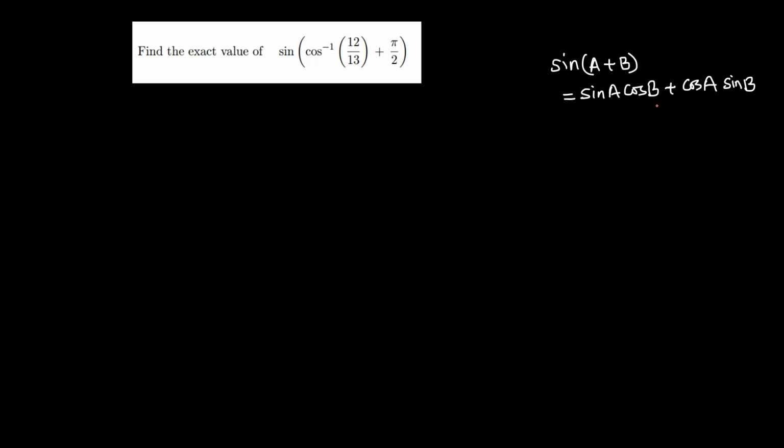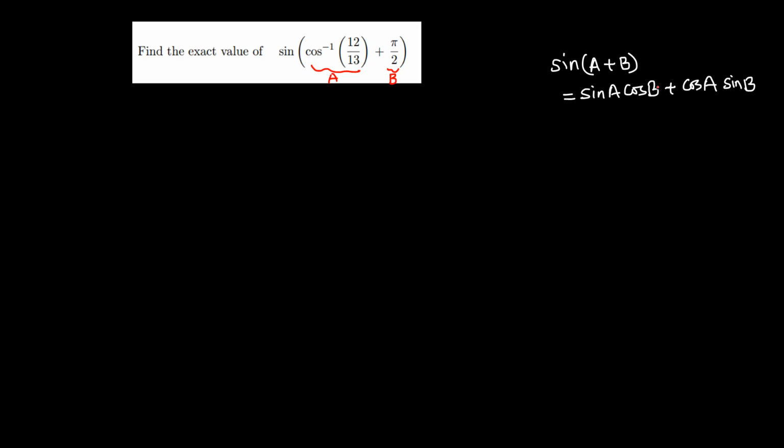And we have the formula for sine A plus B. Okay, this is not simply sine A plus sine B. That's not true. What is true? Sine A plus B is sine A cosine B plus cosine A sine B. So this is like A, and pi over 2 is B.